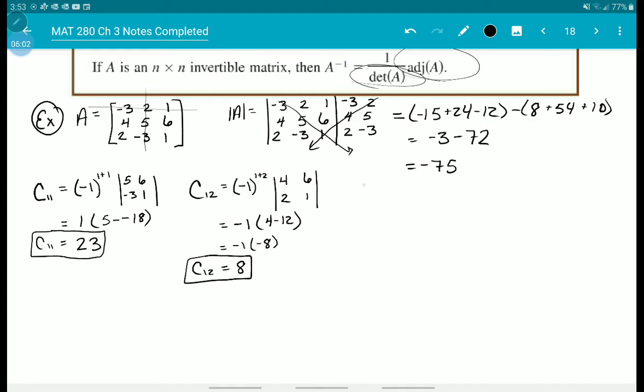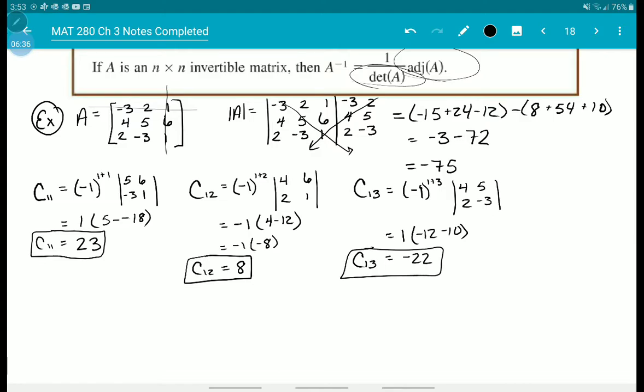And then we need to find C13. That's going to take out the first row, third column. So we need the sign times the determinant of the matrix 4, 5, 2, negative 3. Negative 1 to the fourth is a positive 1. Negative 12 minus 10 is negative 22 times the 1 is negative 22. So we've expanded along the first row.